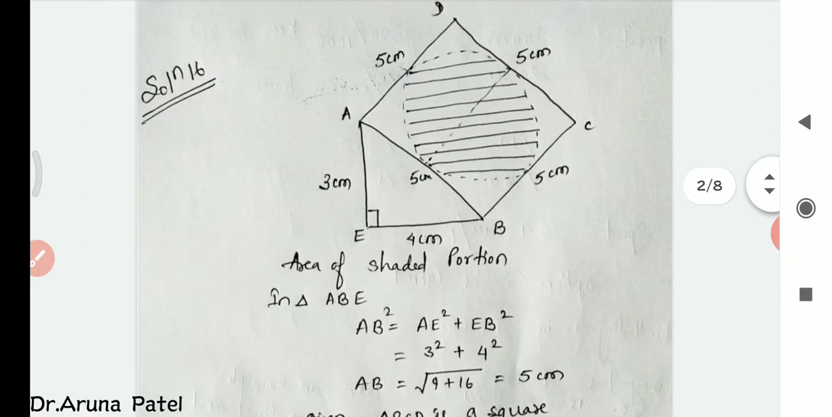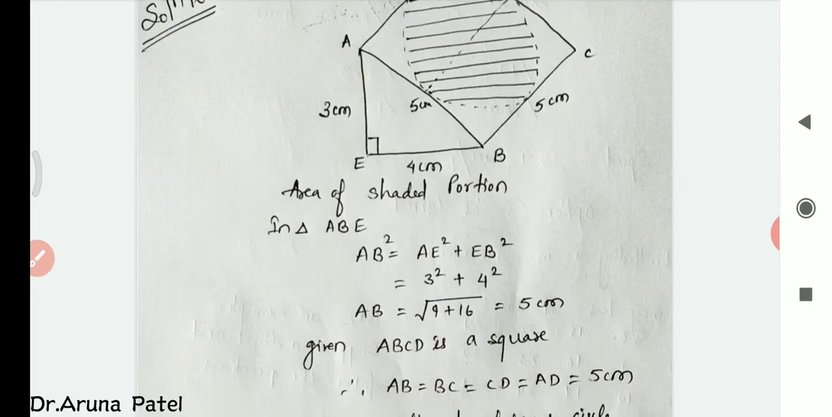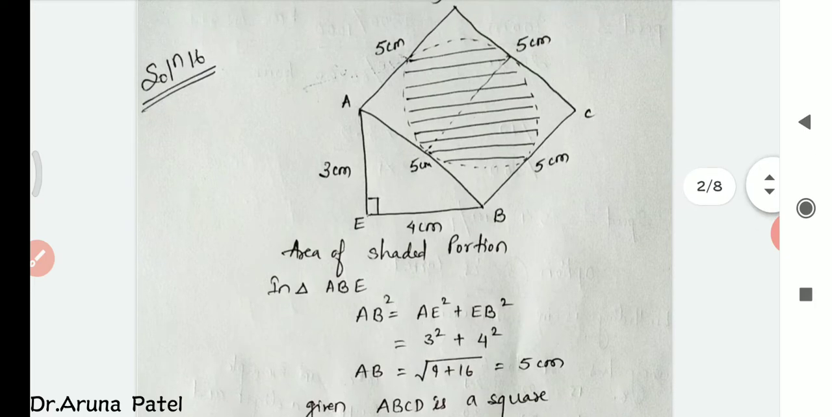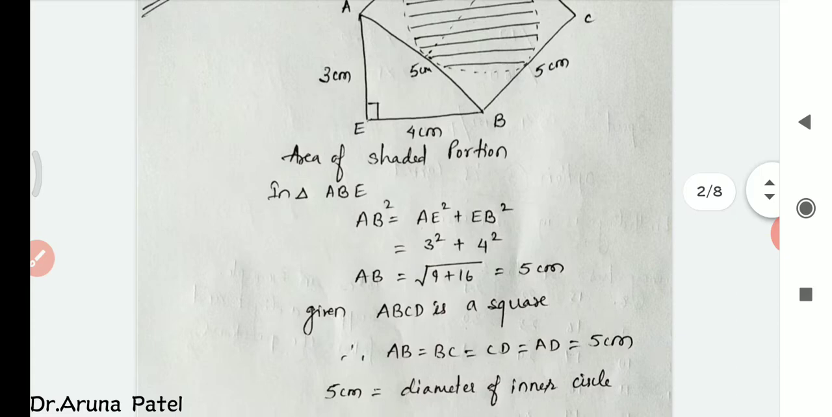Now see, the base of the triangle ABE is 4 centimeter, AE is 3 centimeter, given. So for the area of the shaded portion, we first have to find the AB side in the triangle ABE. AB square, the hypotenuse, equals AE square plus EB square. On feeding the values, 3 square plus 4 square, on simplification you get 5 centimeter. Now given ABCD is a square. So here if it is a square, then AB is equal to 5 centimeter. Then the remaining three sides BC, CD and DA are also 5 centimeter.